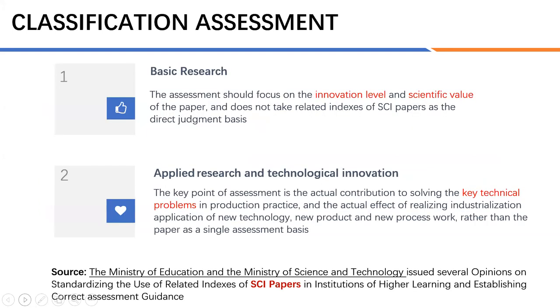Let me give some explanation. For basic research, the assessment should focus on the innovation level and scientific value of the paper and not be tied to the index of SCI papers. For applied research and technological innovation, the key point of assessment is the actual contribution to solving key technical problems and the actual effects of new technology, new products, and new processes, rather than the paper as a single assessment basis.